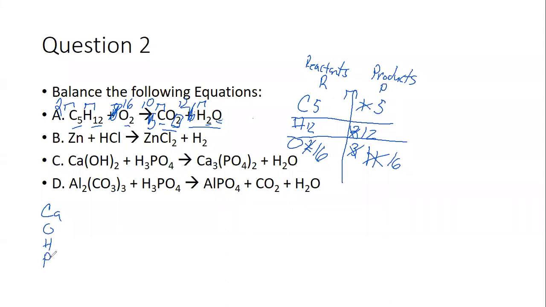So those are our 4 elements: Ca, P, O, H. Do my lines. Reactant, product. All right, so let's count. We have 1 calcium on the left, 3 on the right. Oxygen, we have 2 oxygens here, 4 oxygens there, so that's 6 on the left. On the right, we have 4 times 2 is 8, plus 1 is 9.